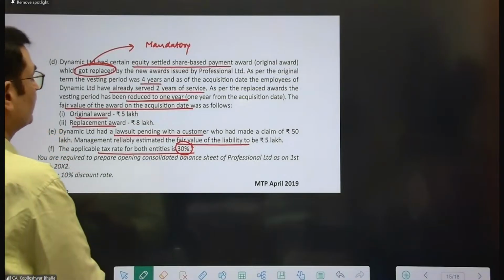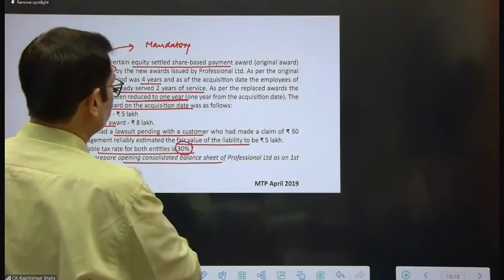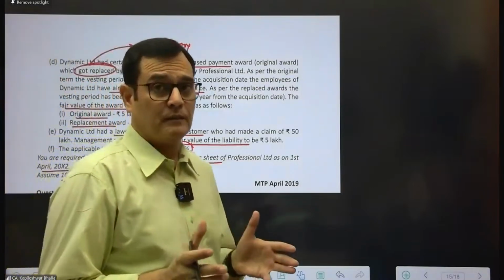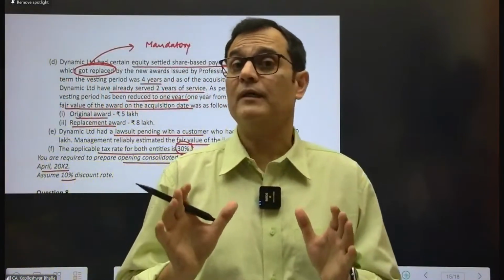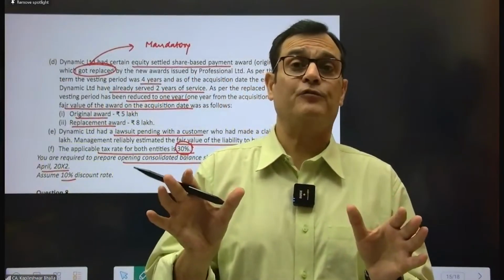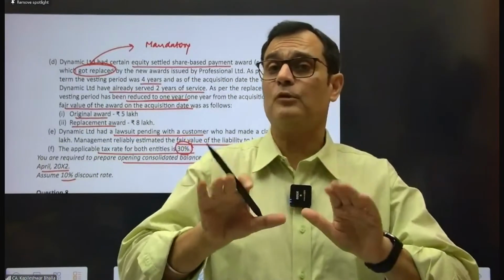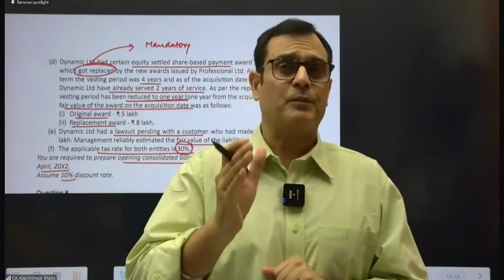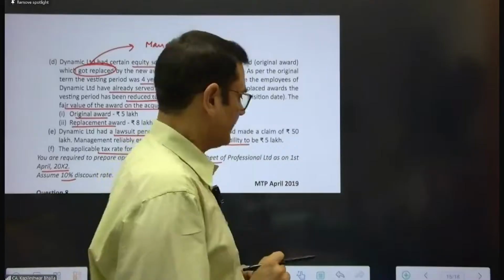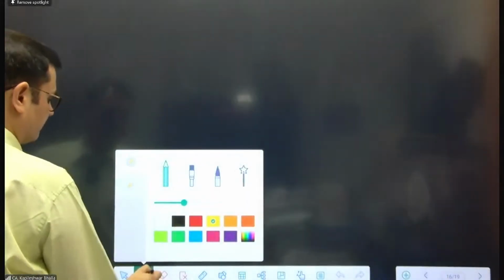And then it says you're required to make an opening consolidated balance sheet of professional on 1st April, acquisition date, and we are given a 10% discounting rate. Though this question seems to be a little bigger, if you ask me frankly, it's a very, very easy question. It's one of the comprehensive questions, but if you go systematically step by step, absolutely easy. Now, as we progress with each and every step, just concentrate on the issues relating to that step. So let's add on the 7 steps.